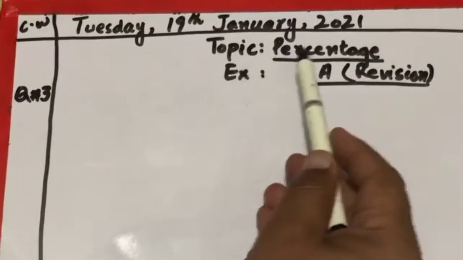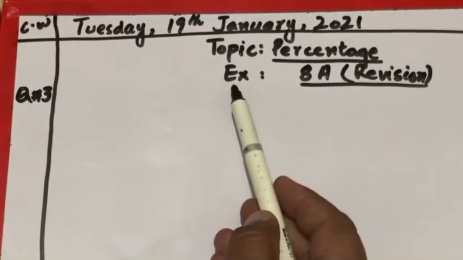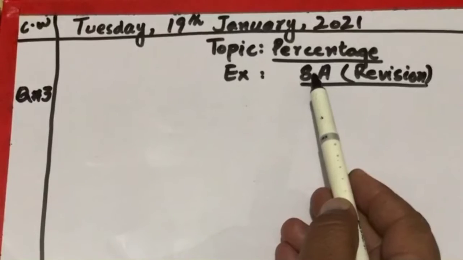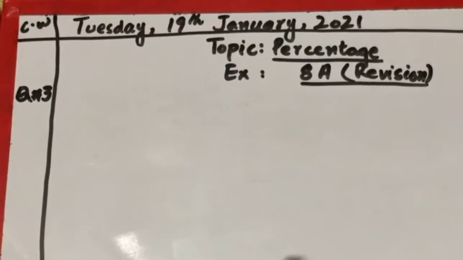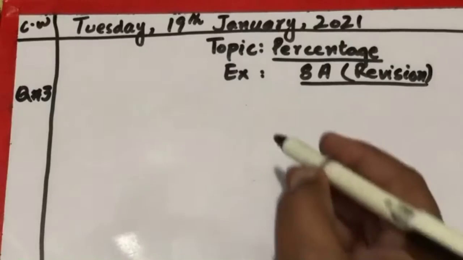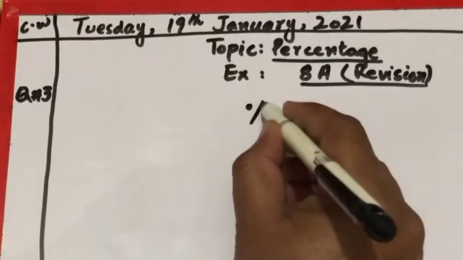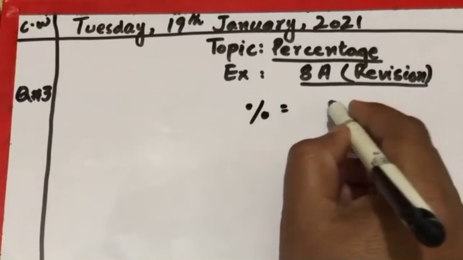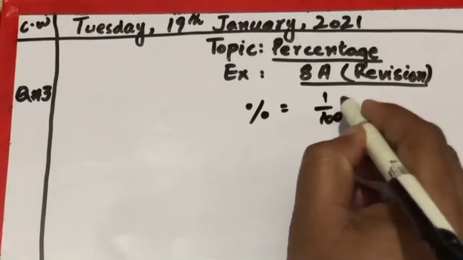Today the topic is percentage. Today we are going to revise exercise 8A, question number 3. As we have discussed about the percentage, the word percentage comes from per, meaning over, and cent, meaning 100. It means out of 100. The symbol we use for percent means 1 over 100.